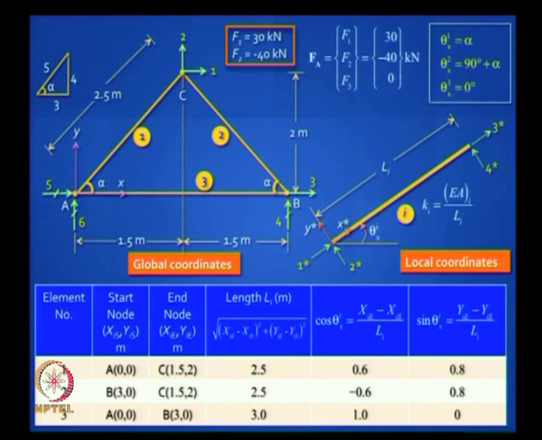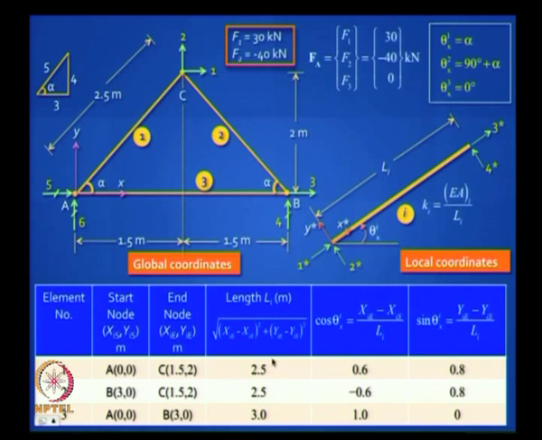So you can do it systematically, handling as many members as you wish by writing down the element number, writing down the start node, writing the coordinates for the start node, choosing some origin. Usually the extreme left lowermost location is treated as the origin. Look at the notation that I put: start node XIS YIS for the start coordinate, XIE YIE for the end node. So your incidence is clear.